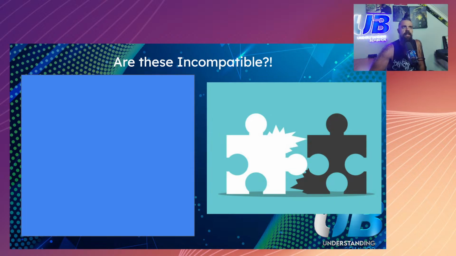All right, let's look at a few different sets of behaviors, and we'll go pretty fast on these, but I want you to tell me, are these behaviors incompatible or not? Our first one, we've got sitting in a chair versus standing up in class. Are these behaviors incompatible? Yes or no?